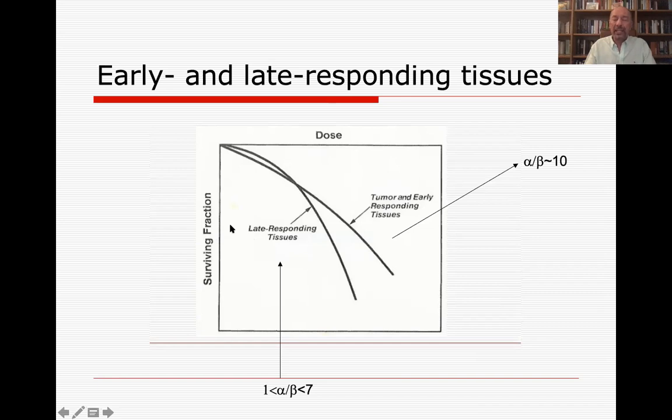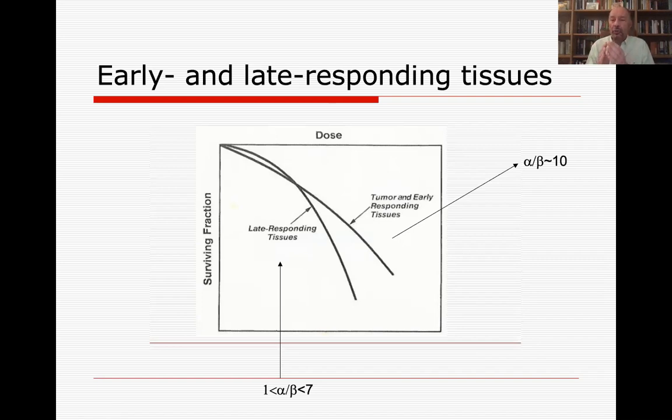So the real point is that the alpha-beta ratio of the normal tissue complication and of the tumor control probability are different. Generally, for late responding tissue, for late effects, the dose response curve is a low alpha-beta. For tumor, and also for early responding tissue, for acute effects, the dose response curve is very steep. There is almost no shoulder, very high alpha-beta ratio. So this means that if you fractionate, you will spare the normal tissue more than the tumor. And this is very important to understand.